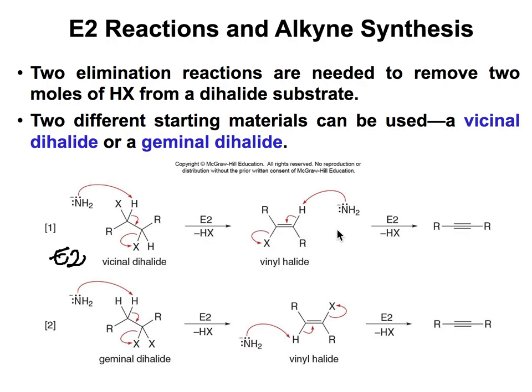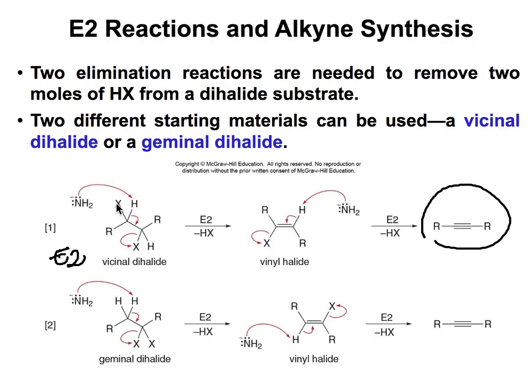And then we have a second one, right? Another equivalent of base will come, take that H, form another double bond, and the leaving group leaves. So that will give us an alkyne. Here there is another example.